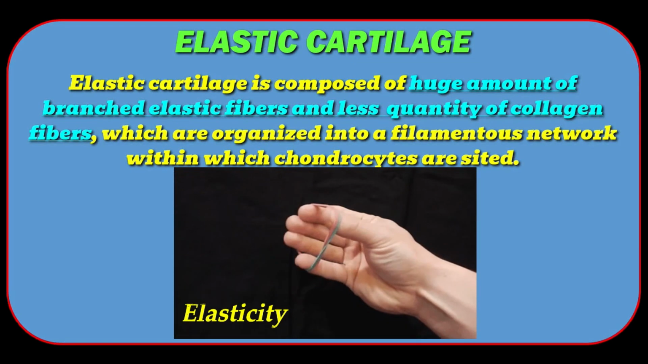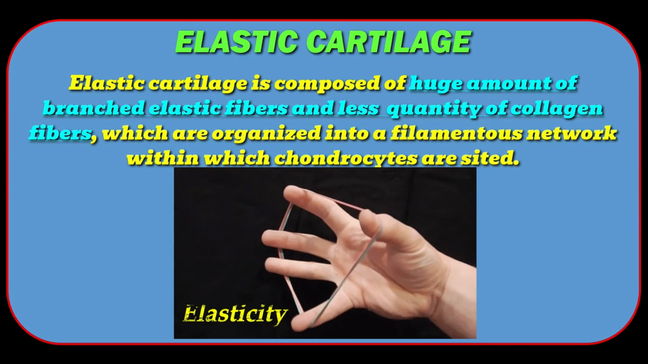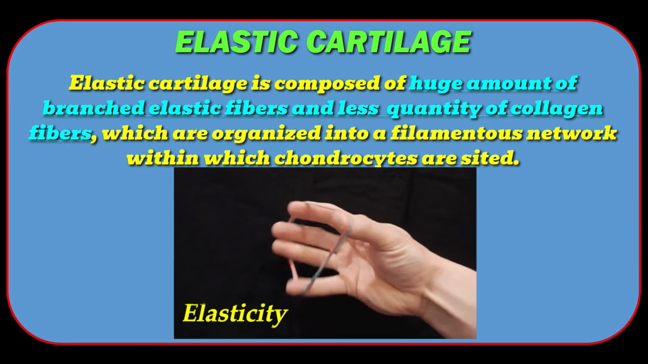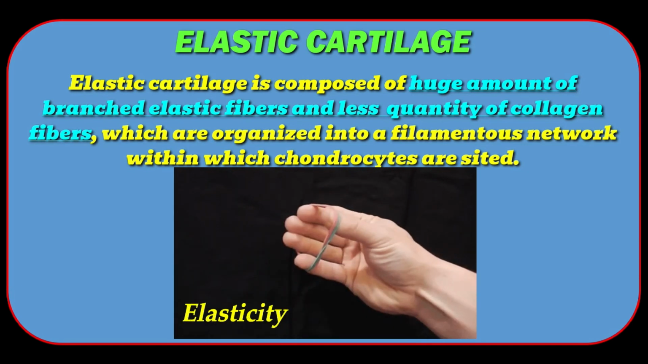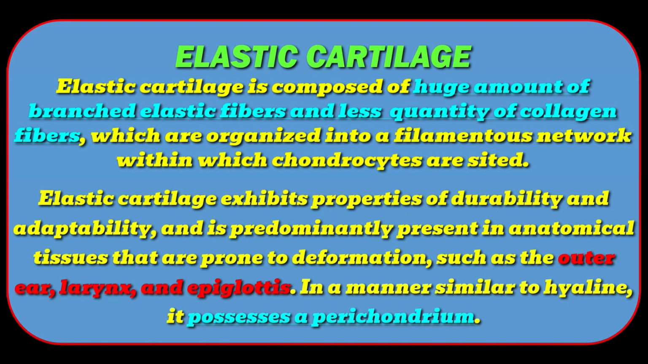Elastic cartilage is composed of a huge amount of branched elastic fibers and a lesser quantity of collagen fibers, which are organized into a filamentous network, within which chondrocytes are situated. Elastic cartilage exhibits properties of durability and adaptability.